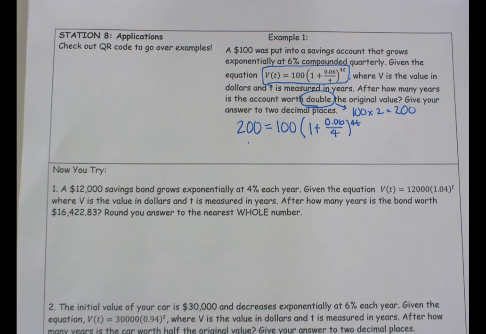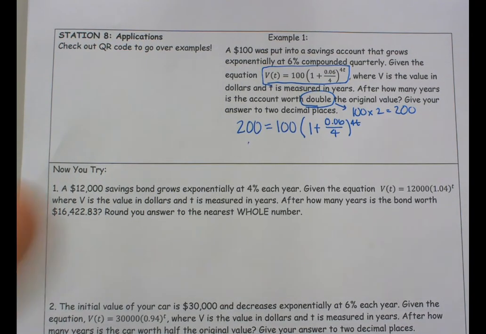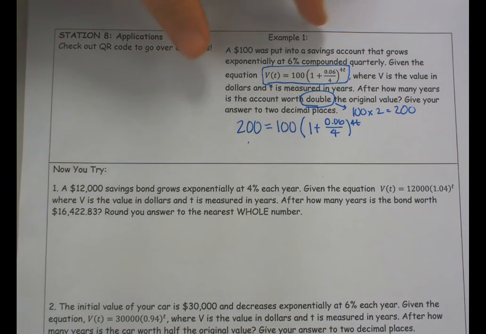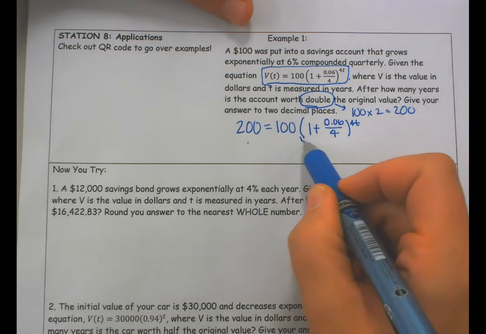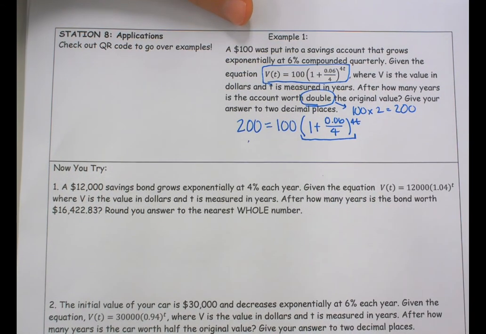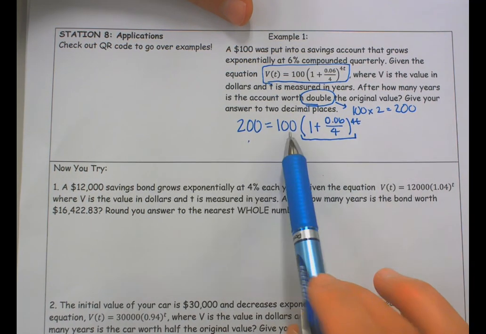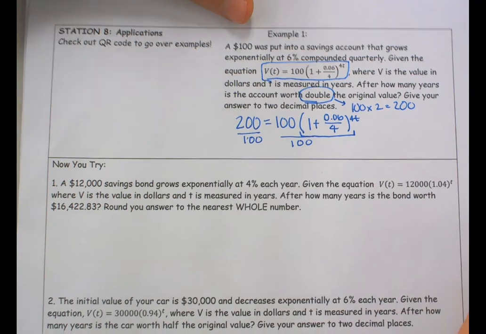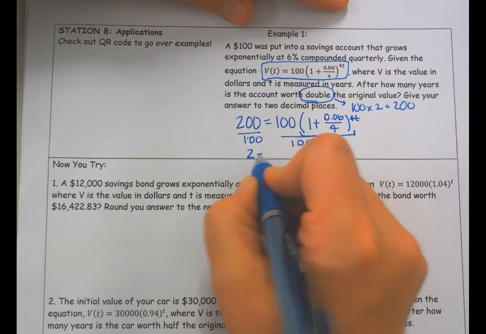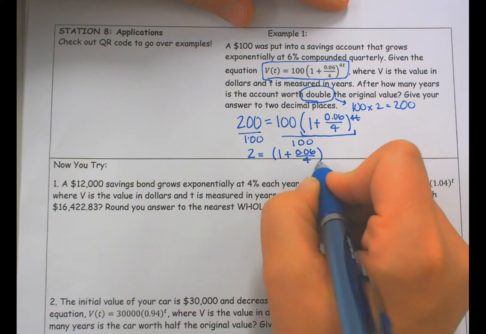So in this unit, we learned how to solve that using logarithms. The goal here was to be able to take the log of both sides. So first, I need to get the exponential piece by itself. That's this section here that's being raised to the 4t. So what I'm going to do is divide both sides by 100. Then I have 2 equals 1 plus 0.06 divided by 4 to the 4t.